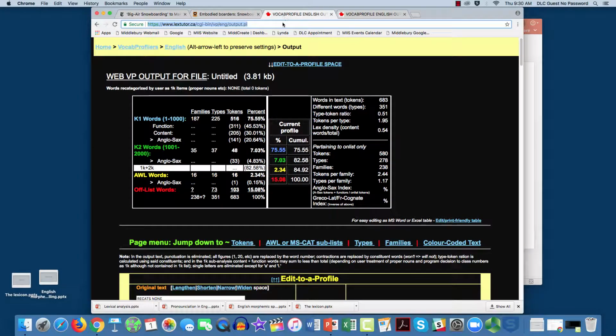AWL words, the academic words, were only 2% of the newspaper article. Not surprisingly, these words are 14% of the academic article. So these are words which are really especially useful for academic writing, academic language. Off-list words are 13 as opposed to 15. That's about the same. It's a specialized topic, so you're always going to get a good chunk of specialized words.